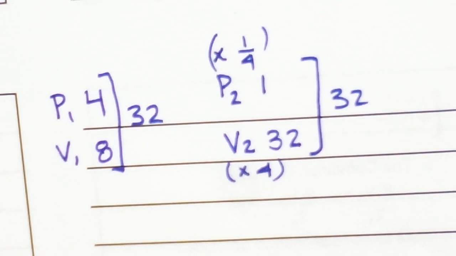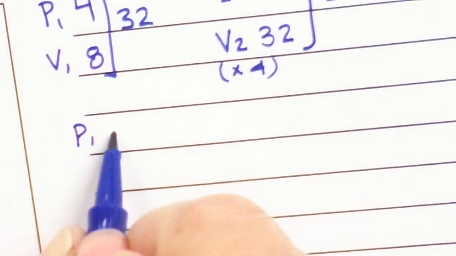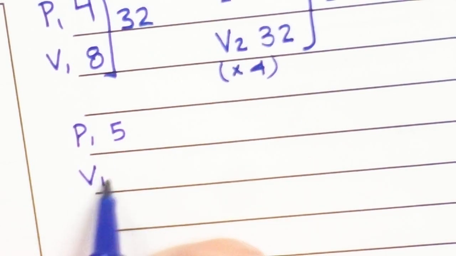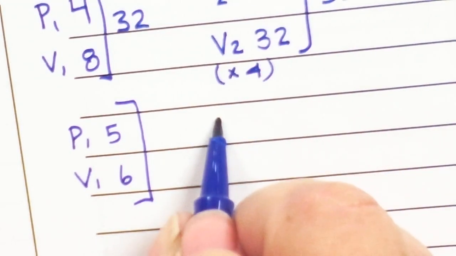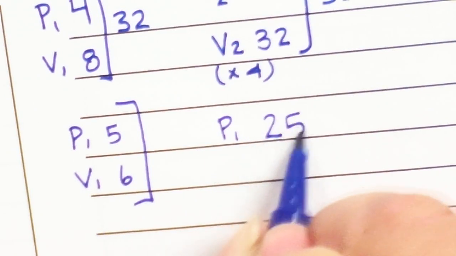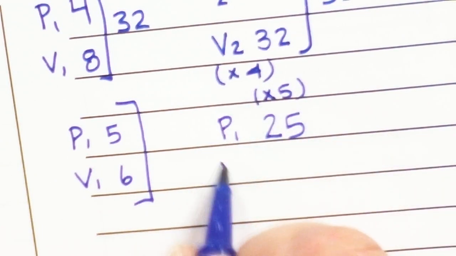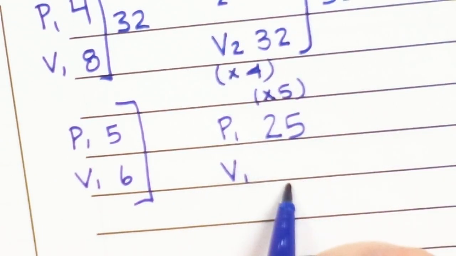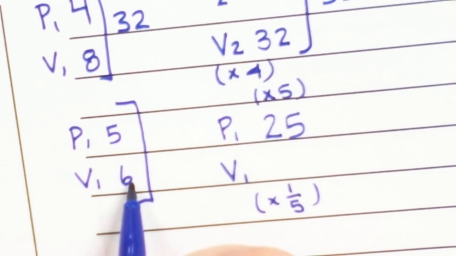What if you have like different numbers? Like 5 and 6, would it be 1 over 5? Great, so let's look at 5 and 6. So here is my pressure 1, which is 5, and my volume 1, which is 6. So let's say my pressure increases to 25. Okay, so I'm going to increase my pressure to 25, which means that I multiplied it by 5, which means I'm going to multiply my volume by 1 over 5. So my volume, so this is 30, right?